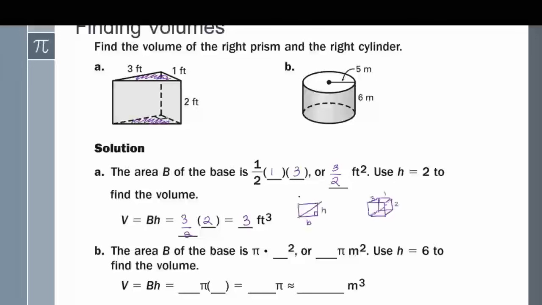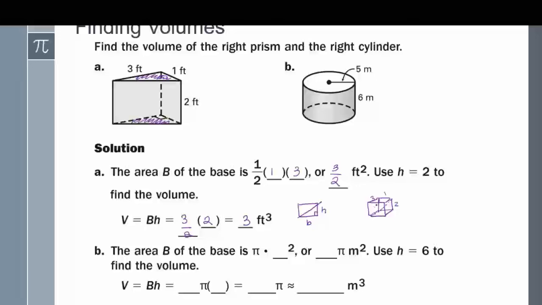Another way to do this is to go back and remember two-dimensional shapes. If I have a rectangle, I can find the area of the rectangle by multiplying the base times the height, or length times width. If I cut the rectangle diagonally, it makes a triangle, and all I have to do to find the area of the triangle is take the base times the height and multiply it by 1/2. The idea is the same for a right prism.